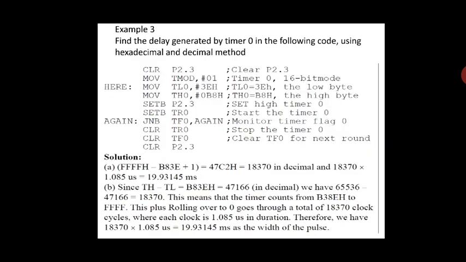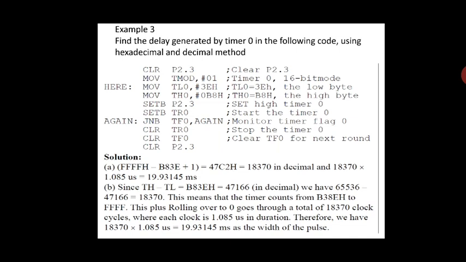Now let us move to one more program: find the delay generated by timer 0 in the following code using the hexadecimal and decimal method. I hope this point is clear, because I have mentioned the hexadecimal and decimal method to calculate the timer period. Look at this, I have to calculate the timer period, not the program.